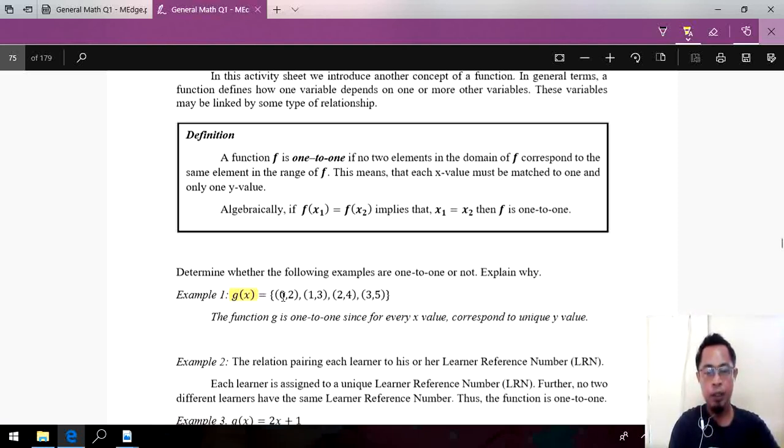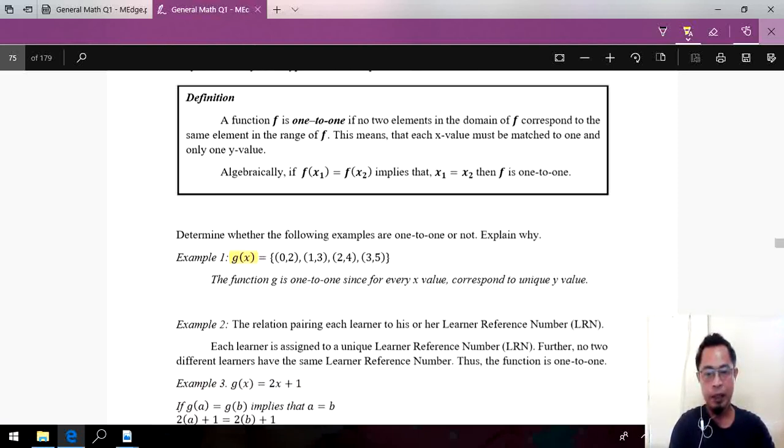So it will be (0, 2) and (0, 7). With that, it now violates the definition of one-to-one. So, ibig sabihin, in that case, that function is not one-to-one. Okay? So the function g is one-to-one since every x value, which is our domain, corresponds to a unique value in y. Okay? So that is for our first example.